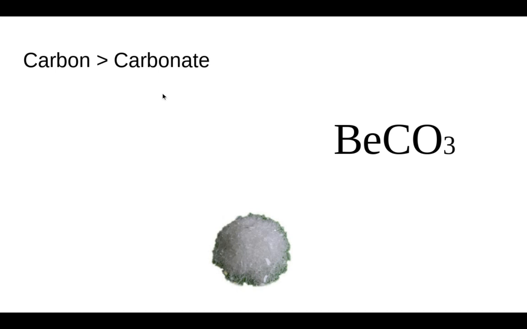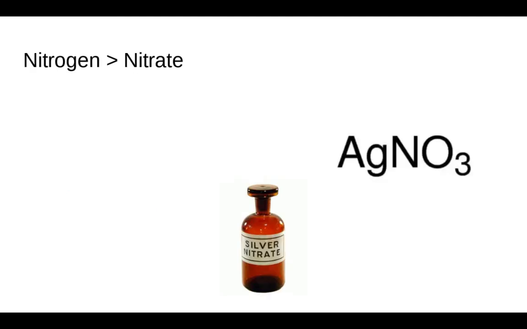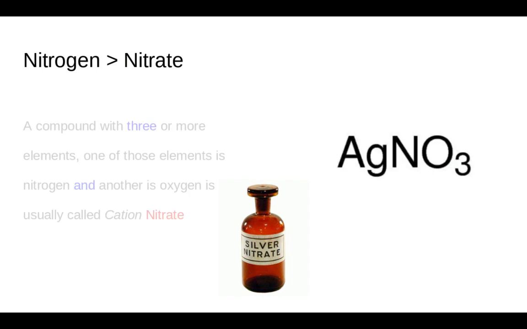And this is a similar rule for other compounds. So carbon becomes carbonate. You've got your cation, you've got carbon, and you've got oxygen. Carbonate. So this will be beryllium carbonate. Another one, nitrogen becomes nitrate, okay? Remember, this kind of "ate" is when you have oxygen and the anion. If it was only AgN, that would be silver nitride. But because there is oxygen, silver nitrate, okay?